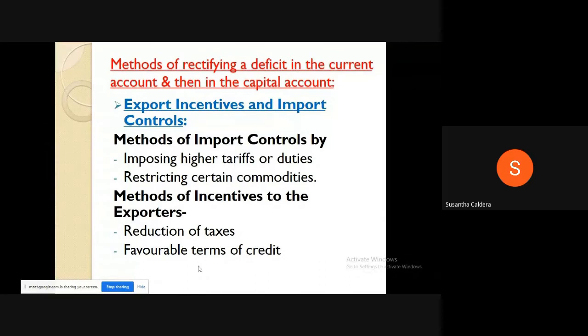Out of that foreign currency earnings, 25% has to be converted, it's mandatory, 25% has to be converted to rupees.